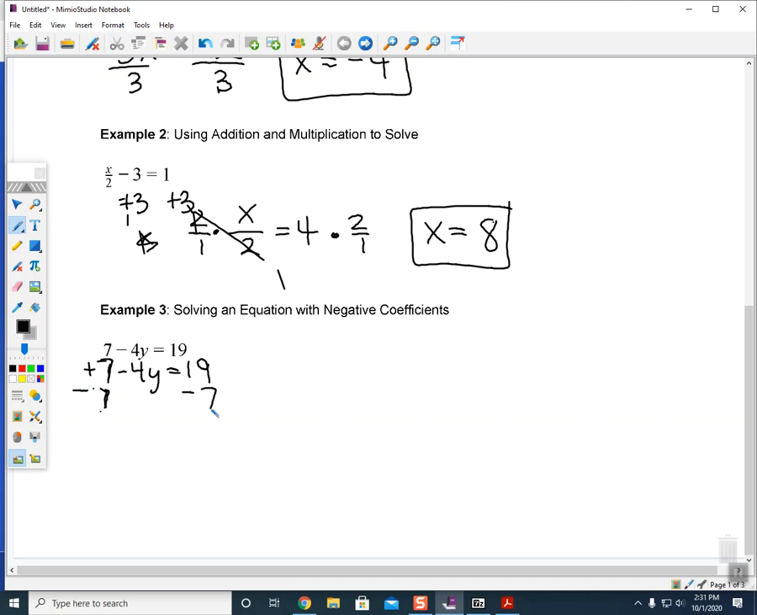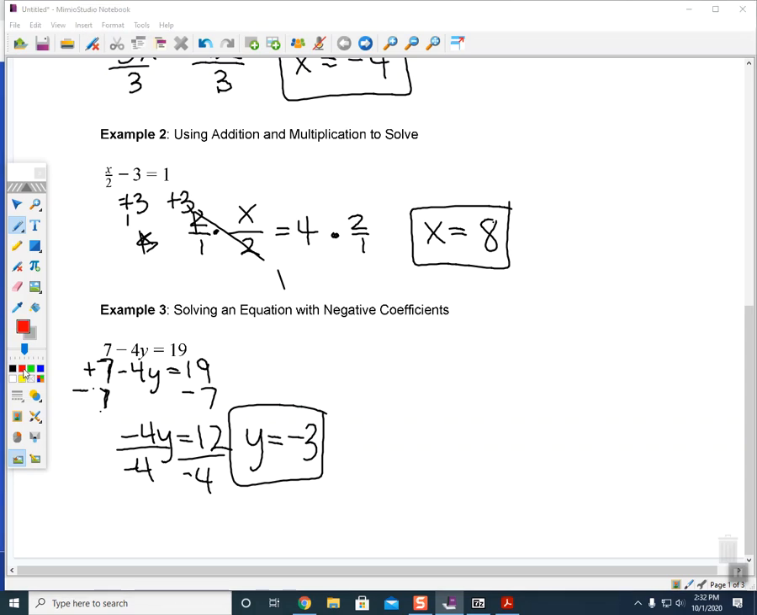So then when I do that, I'm left with a negative 4y equals 19 minus 7 is 12. When I get to this point, I would just divide both sides by negative 4. And I'm left with y equals 12 divided by negative 4, negative 3.